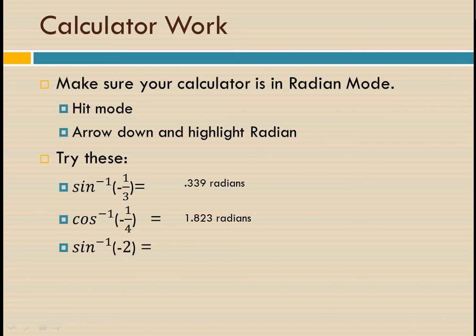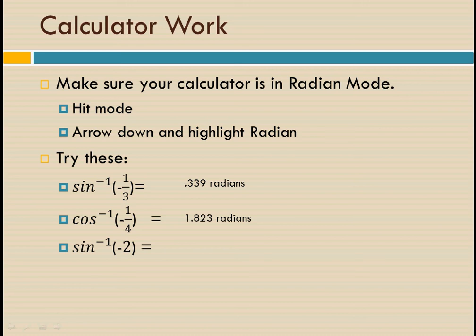It's negative 0.339. Please make that correction. The sine inverse of negative 1/3 is negative 0.339. And it makes sense because if it's got a sine that's negative, it's got to be in the 4th quadrant. So it's got to be a negative angle. Okay, sorry about that.